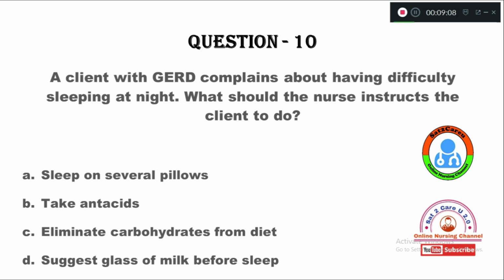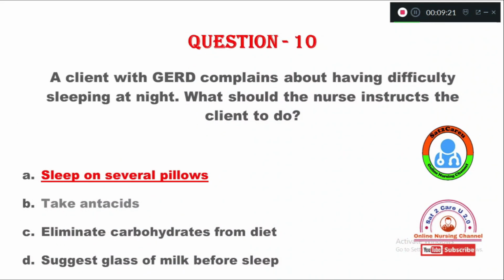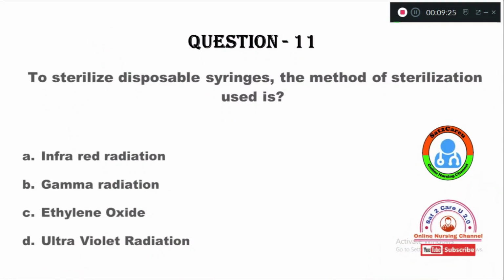So in gastroesophageal reflux disorder, when the client is complaining of difficulty in sleep because of regurgitation, the nurse can suggest the client sleep on several pillows at night. Option A is right.